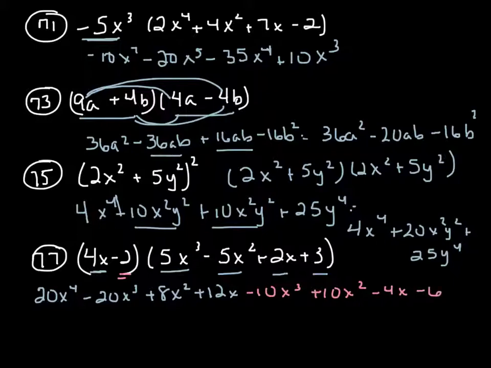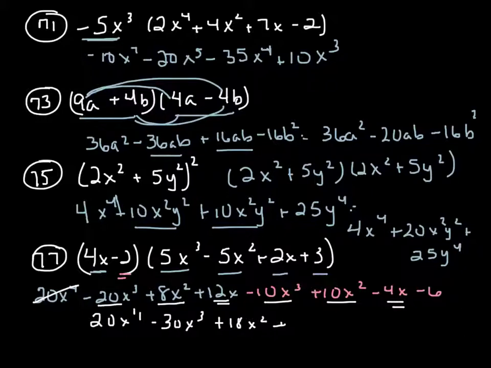Now the last thing I want to do is just combine like terms. So my highest power is x to the 4th. So I only have a 20x to the 4th. X cubes, I have a negative 20 and a negative 10. So that's going to be negative 30x cubed. X squareds, I have an 8x squared and a 10x squared, so that's plus 18x squared. X's, we have a 12x and a negative 4x, so that's going to be plus 8x. And then the last thing is our constant, minus 6.